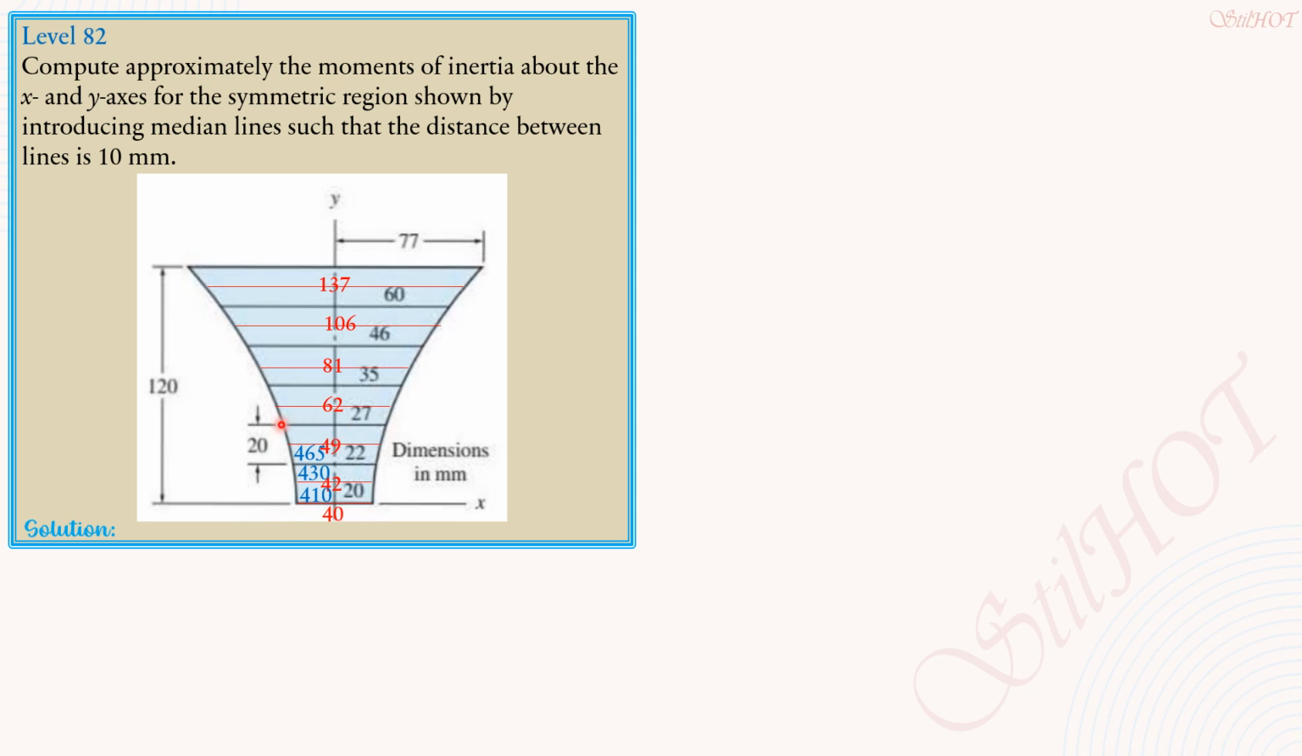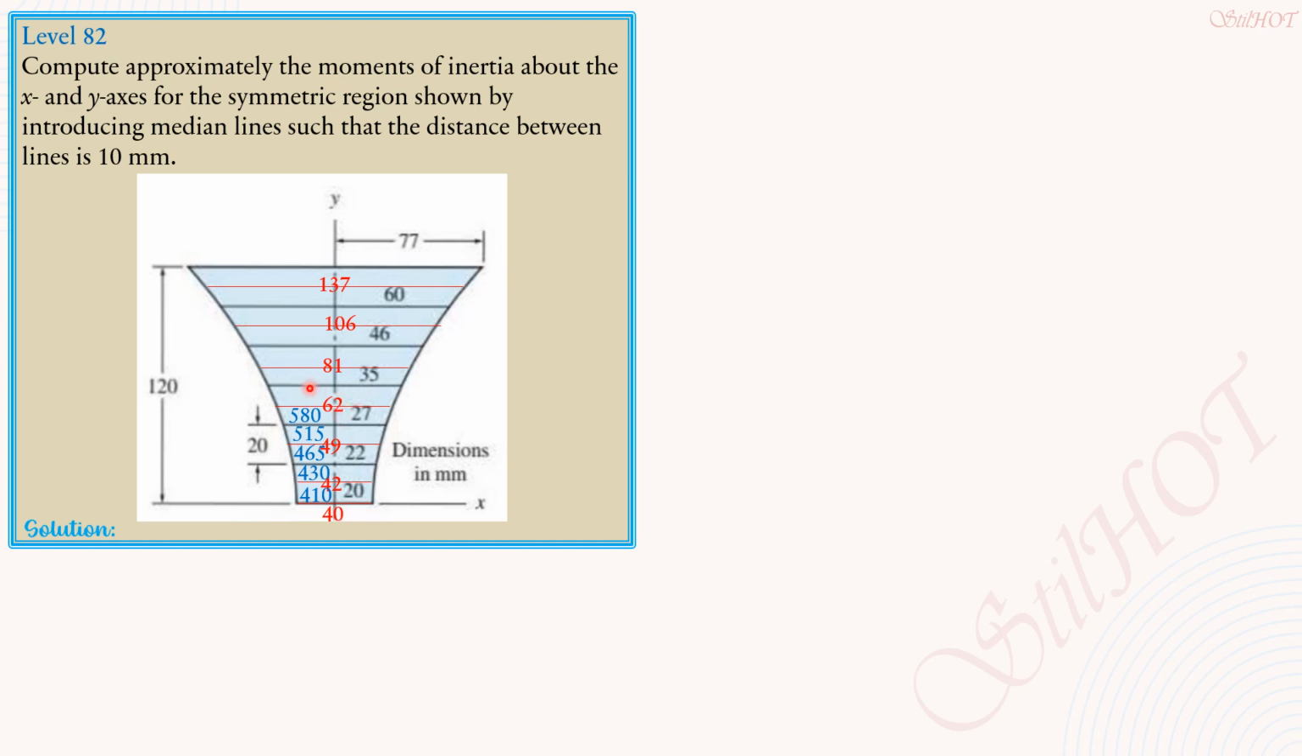49 and 54 divided by 2 times 10, so the area here is 515 mm square. Then 54 plus 62, 54 is 27 times 2 plus 62. Then divide by 2 times 10. Then the area here is 580. So meaning to say 54 plus 62 is 116 divided by 2, 58. So that's why 58 times 10 is 580.